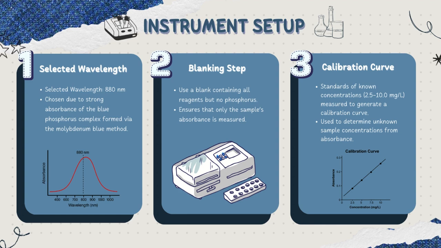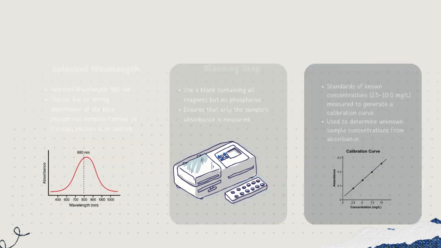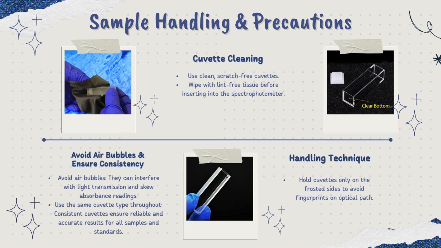This curve is later used to determine the phosphorus concentration in the unknown river water samples. Accurate measurements in UV via spectrophotometry require careful sample handling. Cuvettes, the small containers used to hold samples, must be clean and free of scratches. Before inserting them into the instrument, they should be wiped with lint-free tissues to remove any dust, fingerprints, or residue.